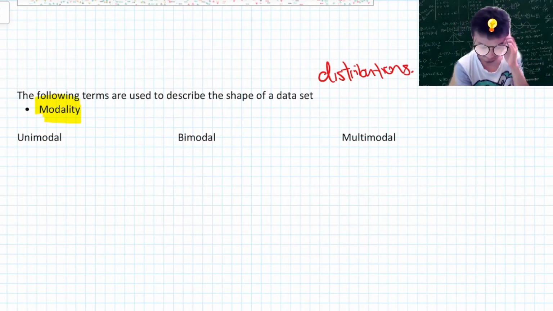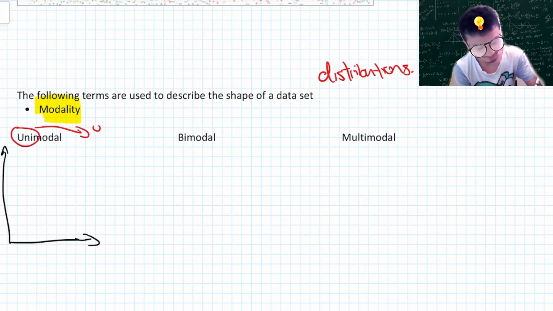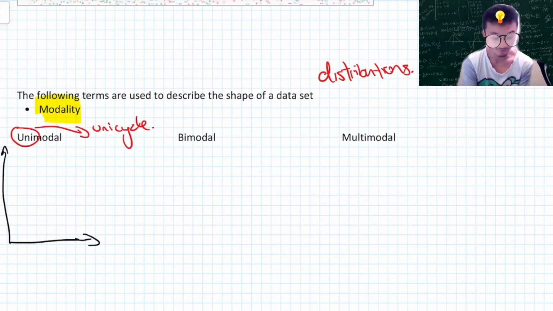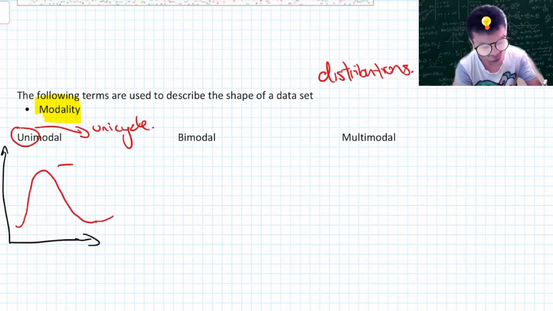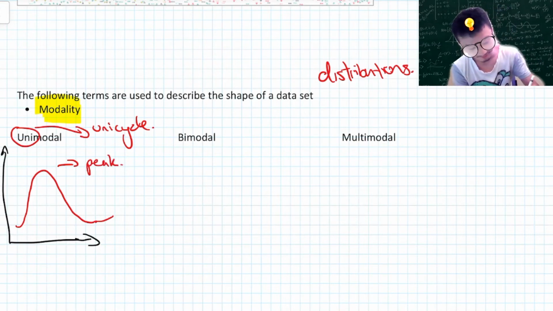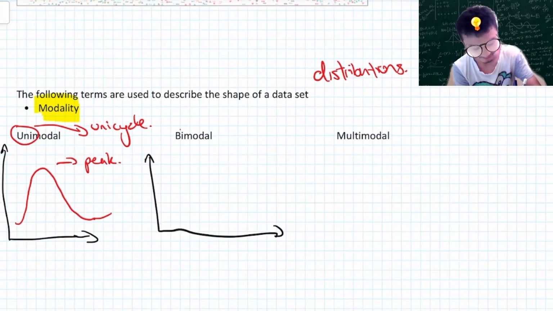So let me give you an example. A unimodal data set, as the name suggests, if you think about uni, that just means one, like a unicycle, that's just one wheel. So if I have a unimodal data set, it's something that looks like this. There's one peak there. A bimodal data set, again, as the name suggests, bi is like a bicycle, then I've got two peaks.